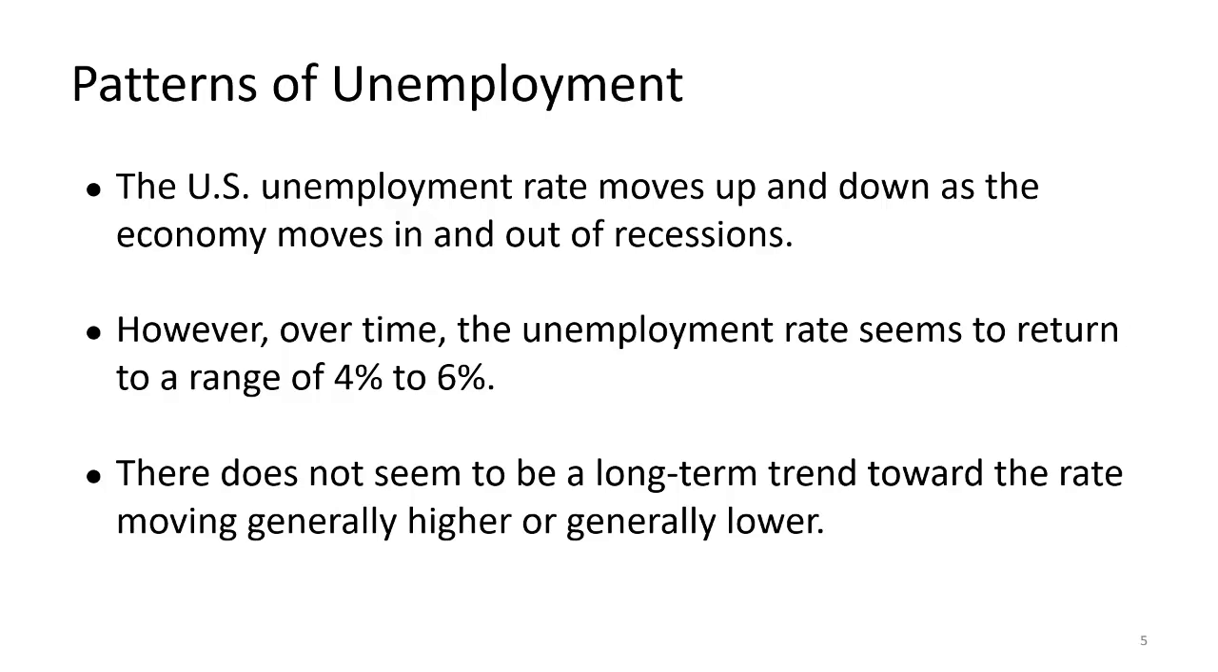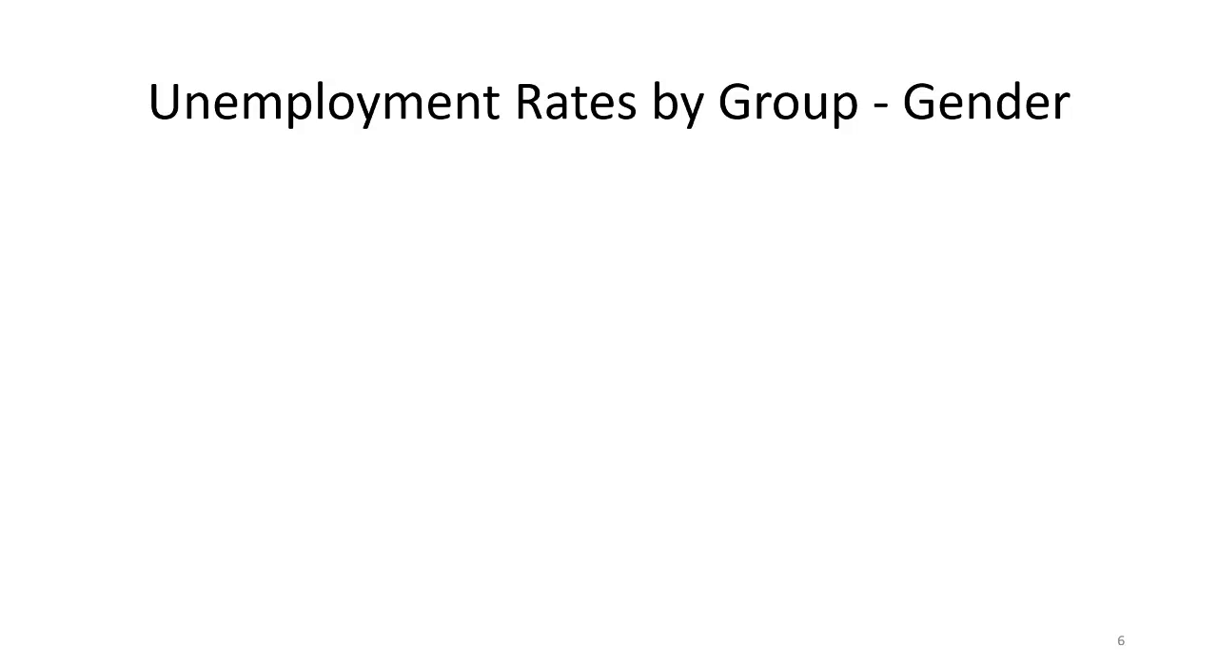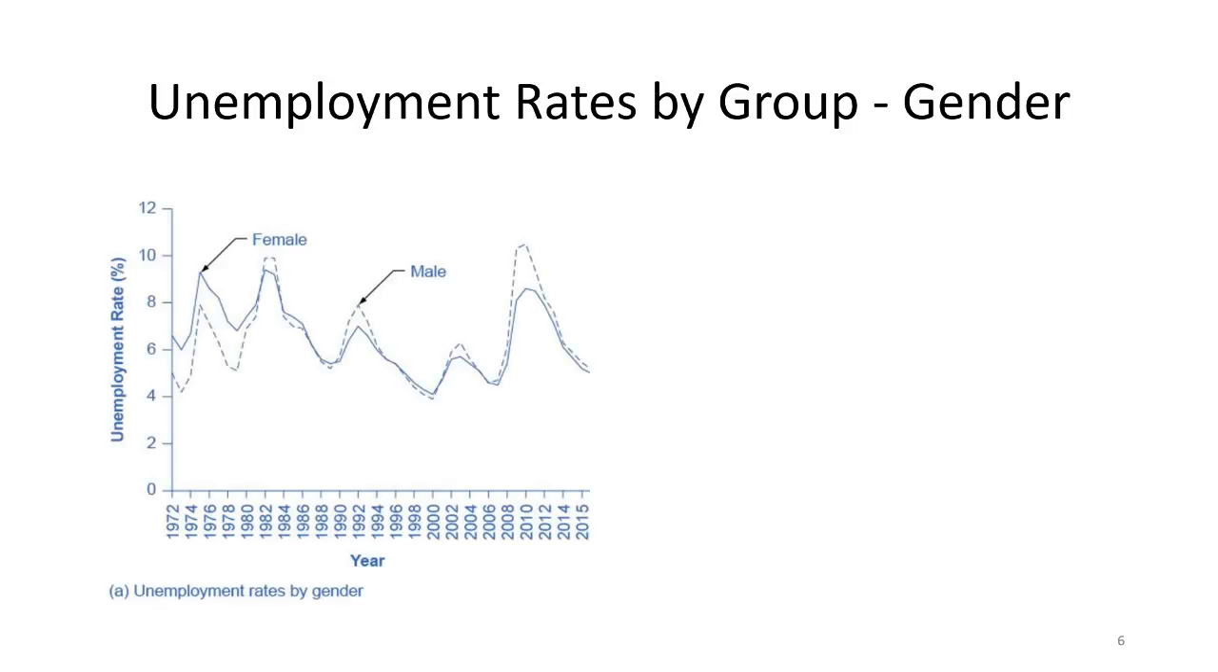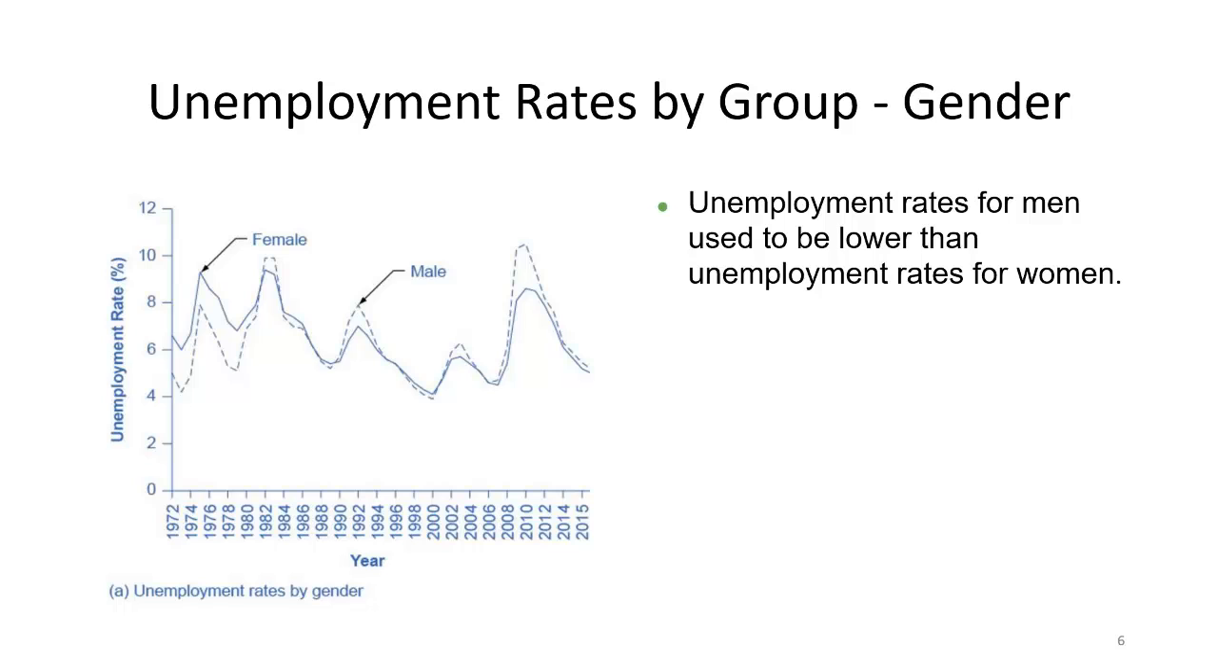Let's look at some additional information on unemployment. First, we'll look into unemployment by group, starting with gender. This graph shows the unemployment rate among male and female, and you observe that the unemployment rate for men used to be lower than that of women. Historically, the unemployment rate of this gray line, men, is lower than the unemployment rate among female. But more recently, they started moving together, and during the Great Recession, the unemployment rate among men went much higher than among women.